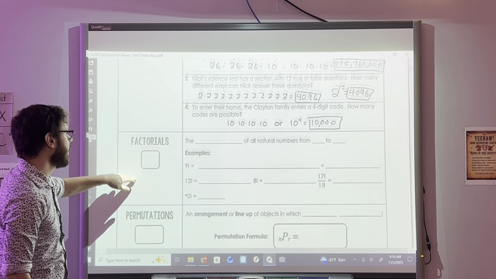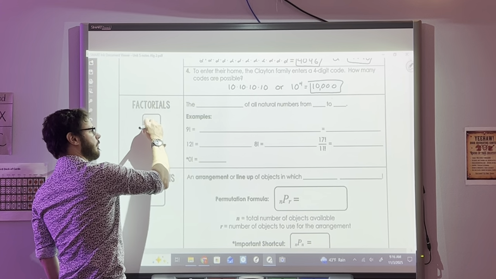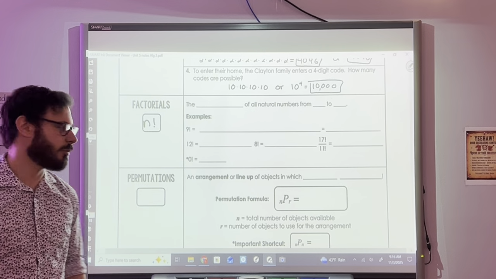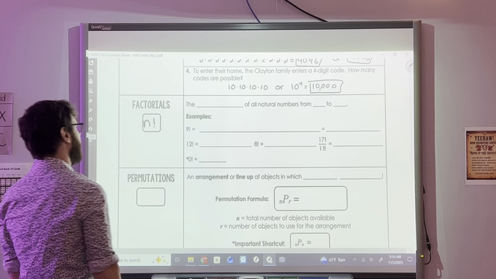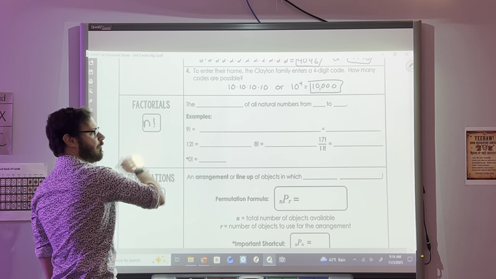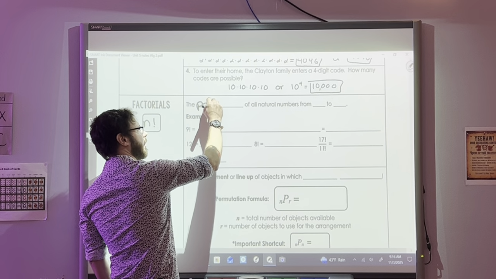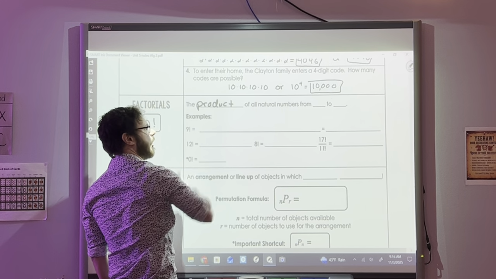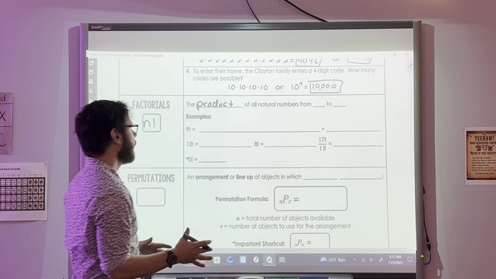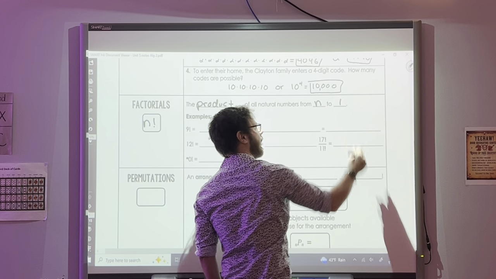Factorials. Okay, factorials are new. It looks like that. You're really excited about a factorial because there's an exclamation mark there. A factorial is written like this. So you might see a factorial like this, 9 with an exclamation point. It is the product of all of the natural numbers. Natural numbers are just whole numbers, okay? Counting from n down to 1.